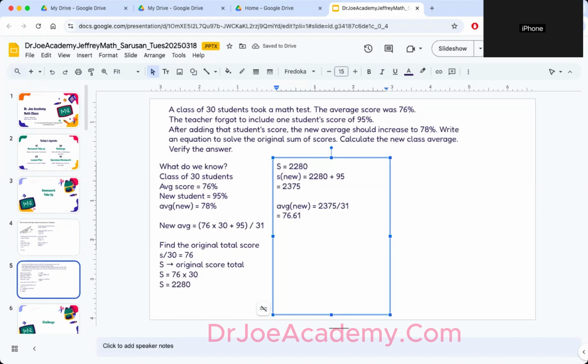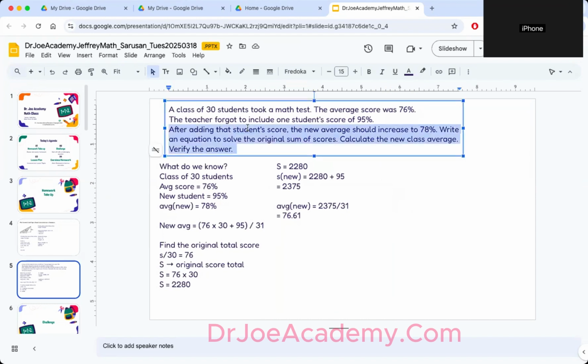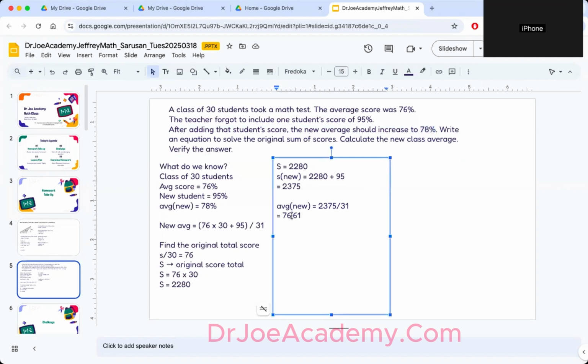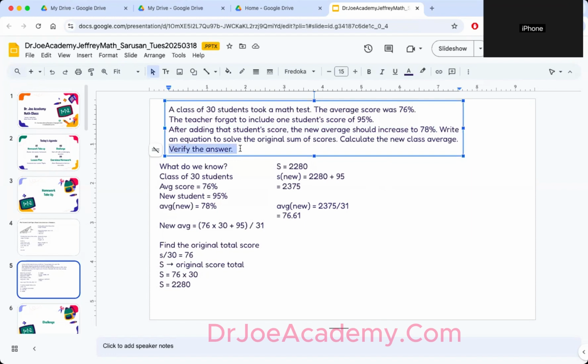It says to write an equation. Yep. So it does say to write an equation, and it also says that after adding the student score, the new average should increase to 78%. So we should expect to have 78%. Unfortunately, we have 76. So that means we got to do this last step. We got to verify our answer. So we got to kind of do something a little different, work a little backwards to see where we messed up.